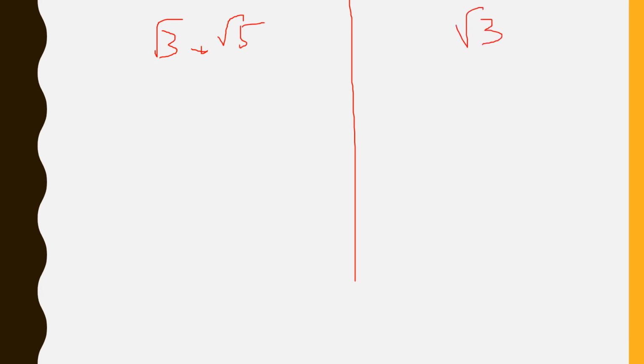So before going to the next problem, I want to clarify again. If there is a root for both of them, you should do squaring on both sides, and you should check the symbol in between them. Plus in between means you'll get a minus 2ab form. Minus means you'll get a plus 2ab form.